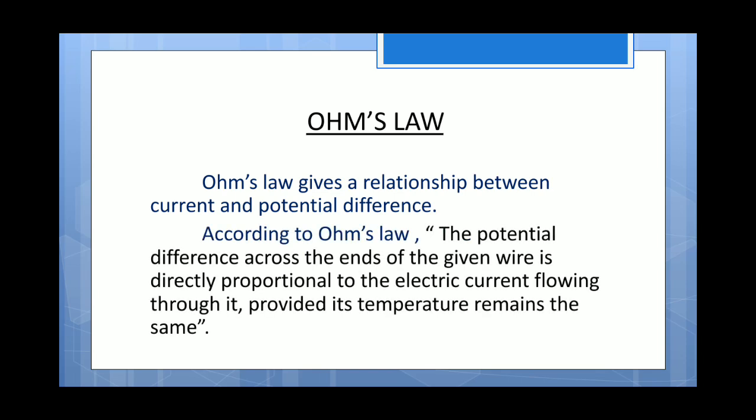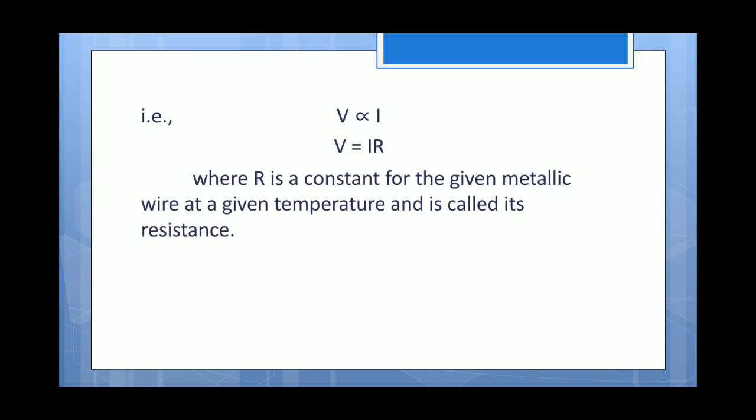According to Ohm's law, the potential difference across the ends of a given wire is directly proportional to the electric current flowing through it, provided its temperature remains the same. That is, V is directly proportional to I, which implies that V is equal to IR, where R is a constant for the metallic wire at a given temperature and is called its resistance.